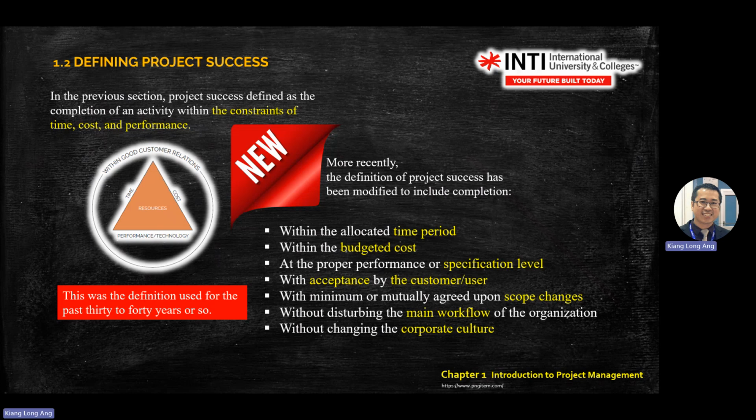Minimum scope changes means the specification, right? Then less disturbance of how you work, and corporate culture. Thirty years ago, they didn't consider corporate culture. Okay, but nowadays in the modern world, corporate culture is very important. The way Apple works is different from how Google works. There is a company culture, a corporate culture. Proton works differently from other manufacturing companies out there, right?